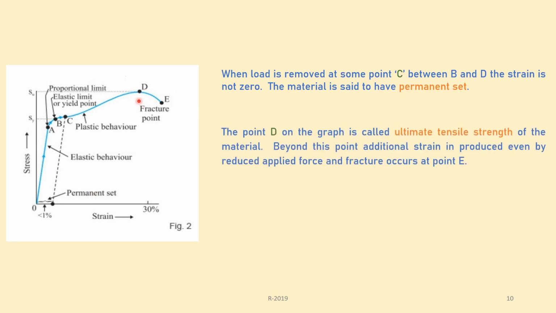Now let us consider the point D in the graph, which is called ultimate tensile strength of the material. Beyond this point, an additional strain is produced even by reduced applied force. Now even if we reduce the applied force, still the strain continues, and finally there is a fracture at the point E. So this point E is called as fracture point.